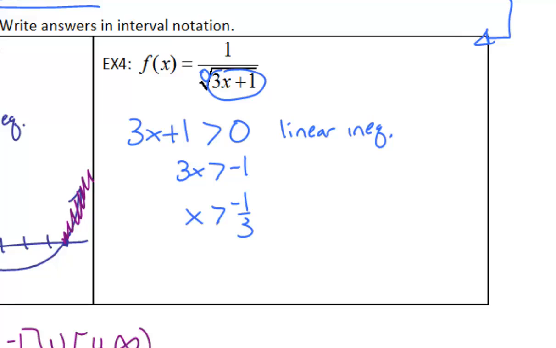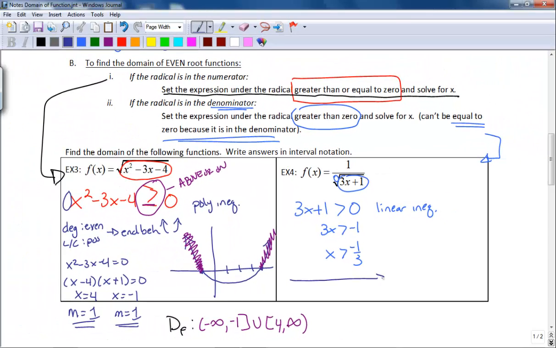Let's put this on a number line so we can get our interval notation. Here's negative 1/3 on a number line. Because it does not have an or equal to bar, it's an open circle, and I need the numbers that are bigger than negative 1/3, which are the ones off to the right. Well, what's the interval notation of this? So the domain of this function, because of its open circle, is going to be parentheses, negative 1/3, comma, all the way to positive infinity.